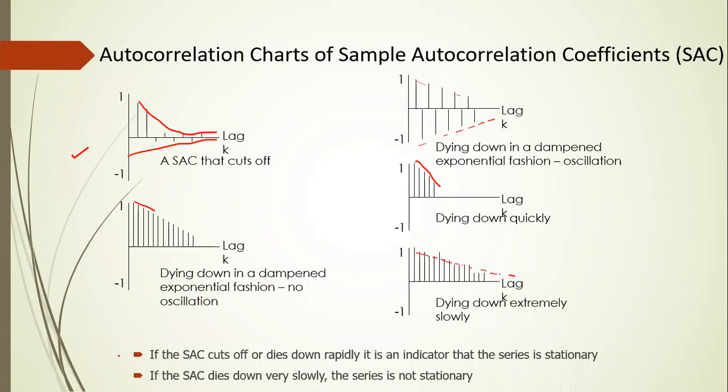So what you have to do is just keep these 2 points in mind. If it cuts off or dies down rapidly, then the series is stationary. If it dies down slowly or very slowly, then the series is non-stationary. So just keep this in mind. That brings us to a quick end to our discussion on time series theory, right? So let's move to the Python code.